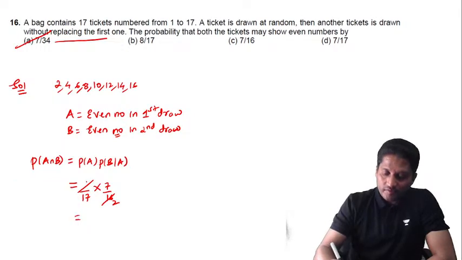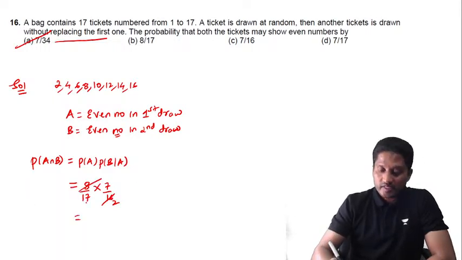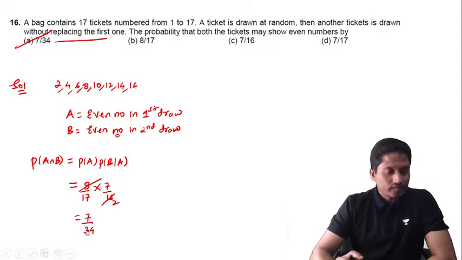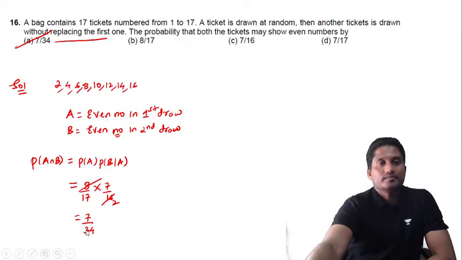So probability of drawing first even number is 8 by 17. So 8 will cancel with 8. 8 will cancel 16 2 times. You get 7 by 34 only. Right, that is the first option.